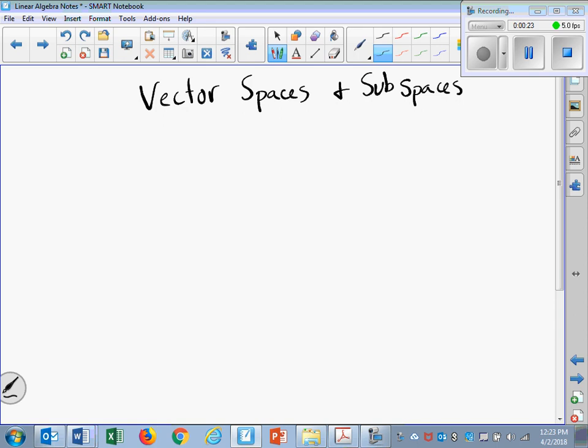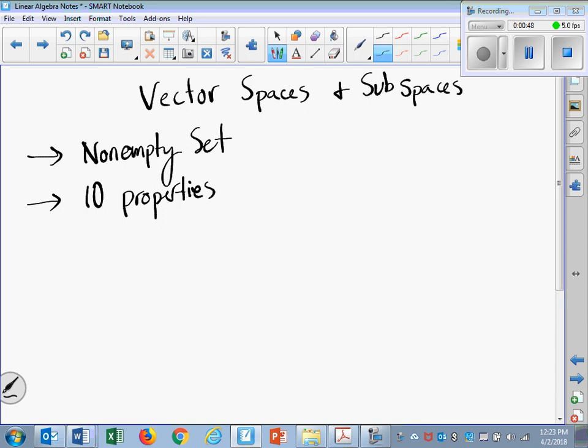So the first definition in your handout is what a vector space is. The handout says a vector space is just a non-empty set, so a collection of objects. But it's a collection of objects with 10 special properties.